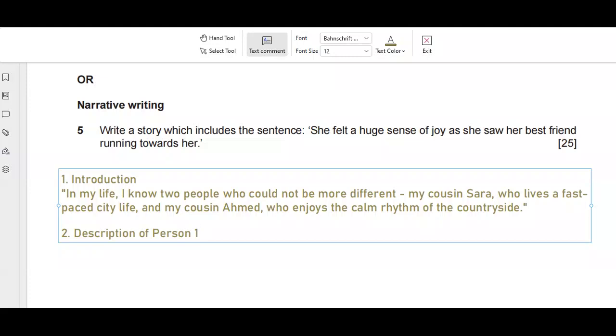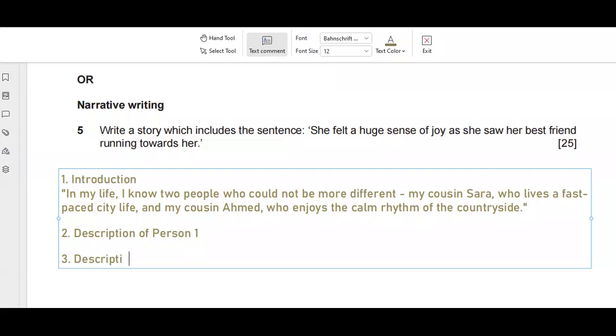Right? Then for the next paragraph, I can give the description of person two, who is technically another cousin of mine, Ahmed. So I'm going to show the contrast. This means I'm going to focus on the difference in lifestyle, environment, and personality. For example, if I talk about Ahmed, I can say that on the other hand, Ahmed lives in a quiet village. He spends his mornings tending to his garden and his afternoons reading or chatting with the neighbors, right? So in this way, I can give as many character traits as I can in the descriptive.